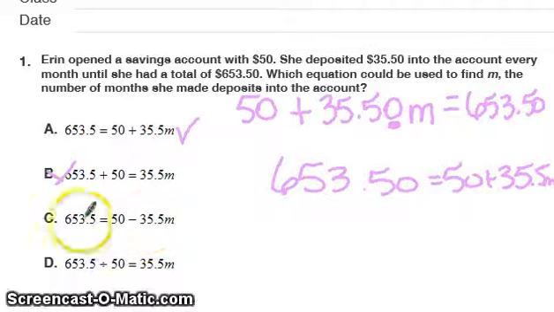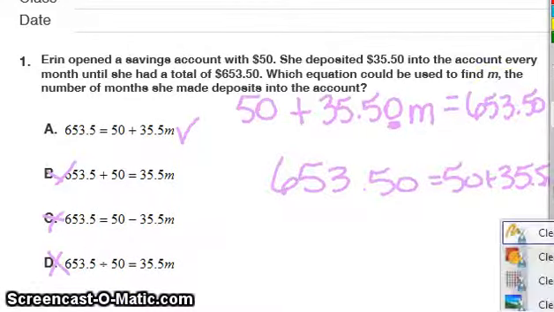She's depositing. If you look in your pink translating words to math, it says deposit is to add. And this one says to divide. This is just not appropriate for this situation. A is the correct answer for this problem.